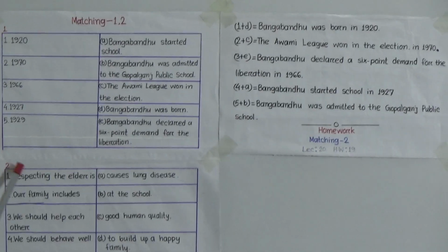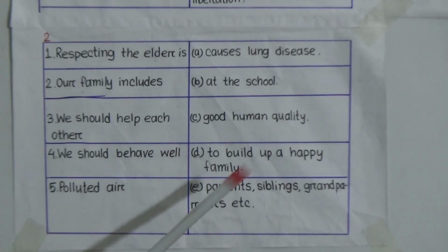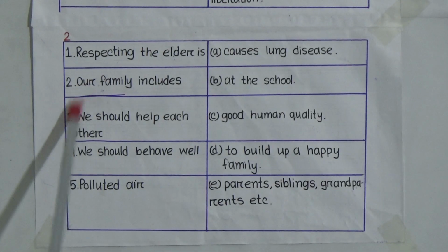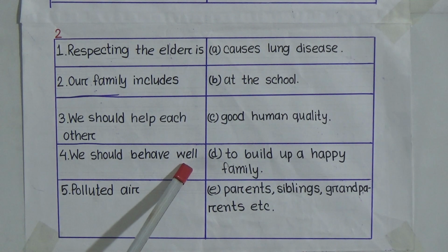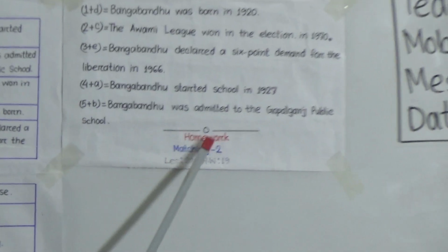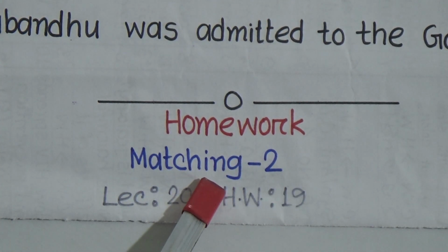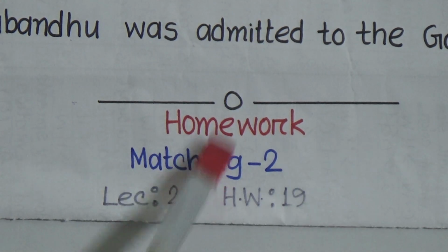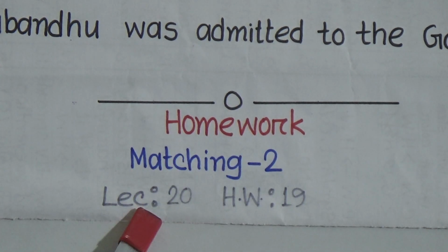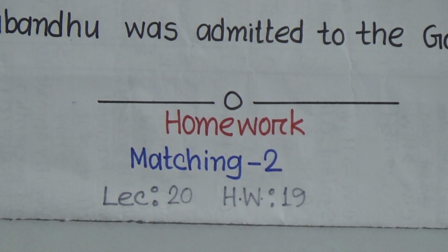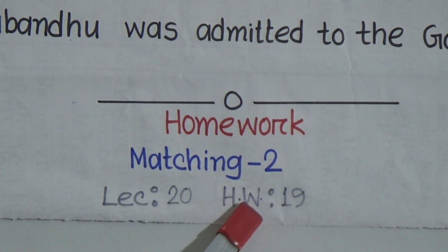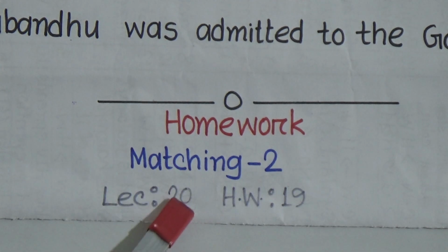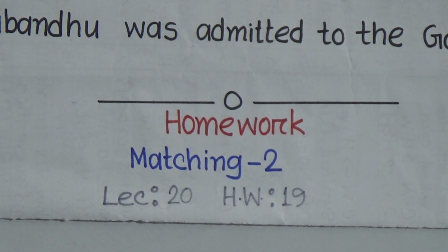And students, now come to question number 2, that means matching 2. Students, in our earlier class we have done this one properly, and this one will be your homework. I'm repeating, your homework will be matching 2. You can take the help of the earlier lecture or the help of your parents to do your homework. Don't forget to write the lecture number and homework number with the submission date. Our lecture number is 20 and homework number is 19, and the submission date will be Sunday, because every Sunday you have to submit your SW copies.